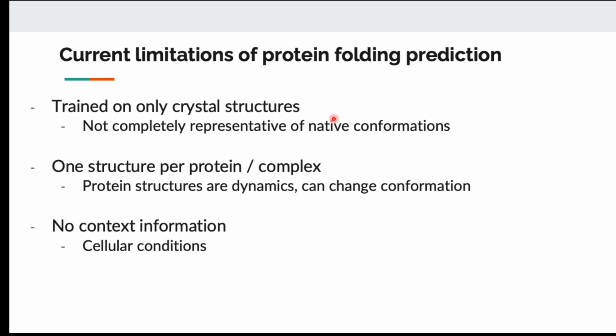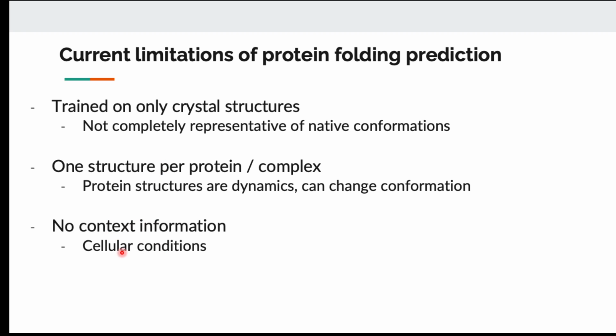Inside the cell, the protein doesn't form a crystal structure. So there's still some discrepancy between what the model predicts and what the protein actually looks like inside the cell. And we know that proteins can change conformation. It can be phosphorylated and change conformation. But from this prediction, you're going to get one prediction per protein or per complex. So there's still an assumption that there is only one structure. But inside the cell, there are many possible conformations that the protein can adopt. So that's still one limitation.